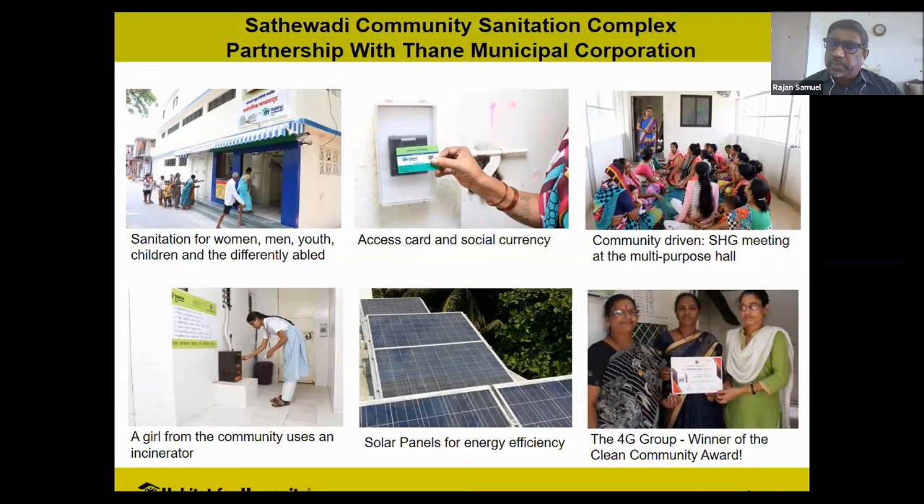Because in most of the public toilets in Mumbai, it gets shut at 8:30. What happens after that? So how do we make sure that Mumbai becomes an open defecation-free city? And the last one you see in the photographs, I'm happy to say that last year this group, we call it the 4G group, won the Clean Community Award from the government. The next slide, please.